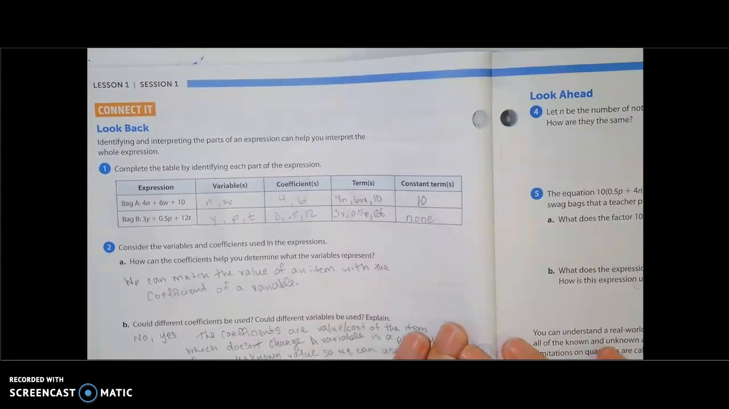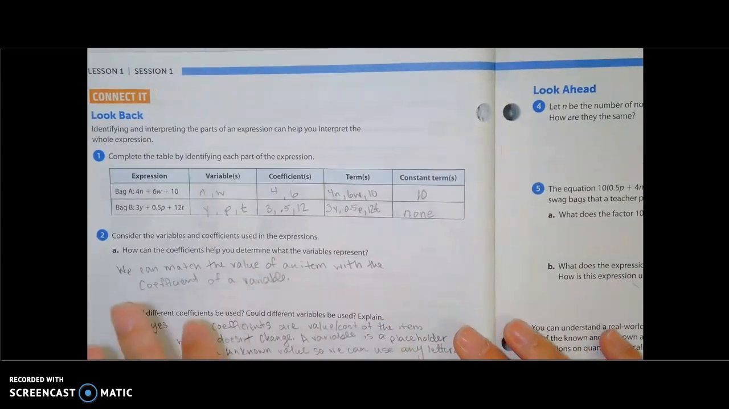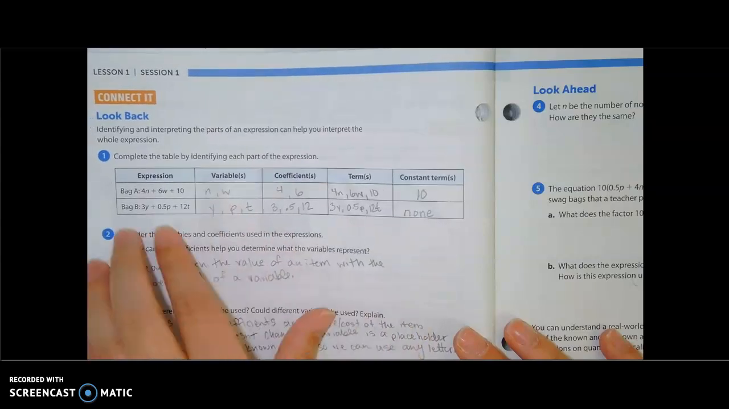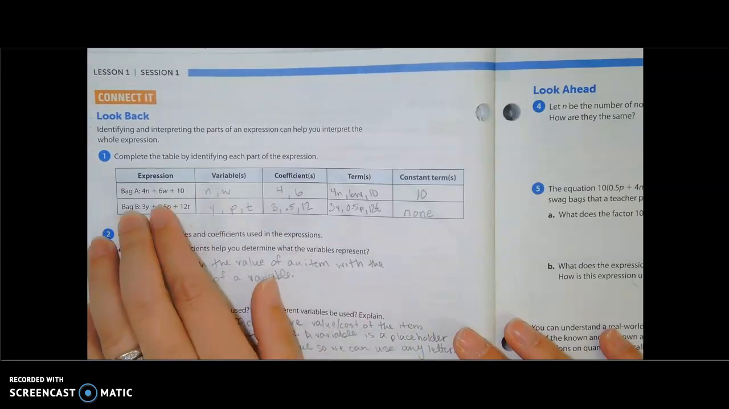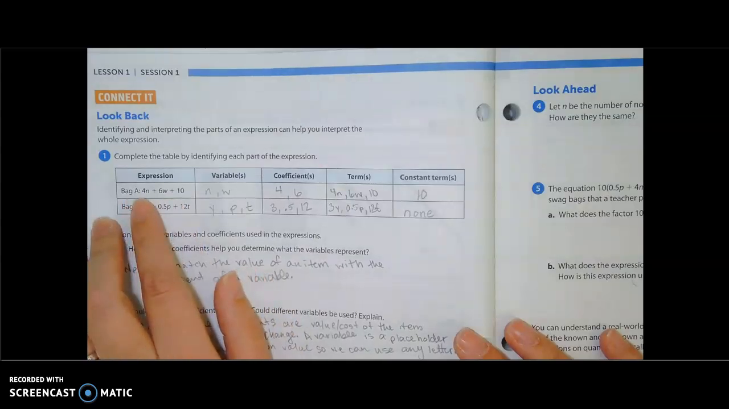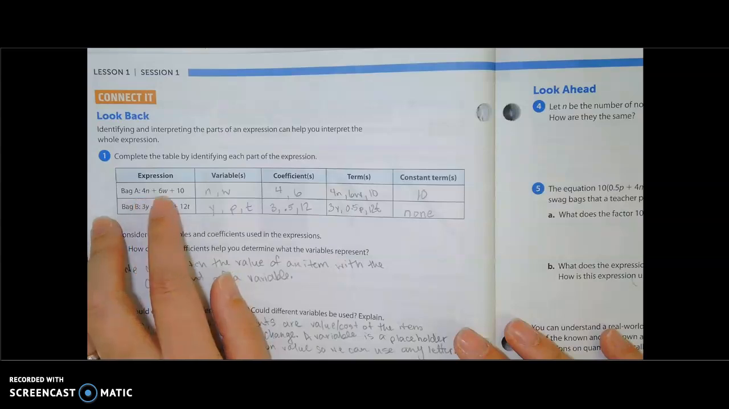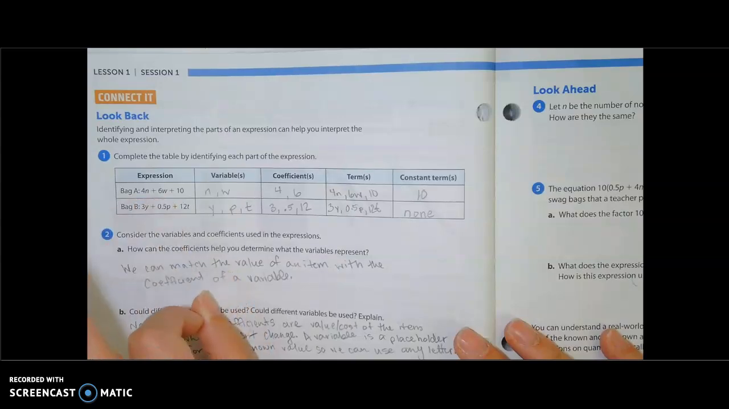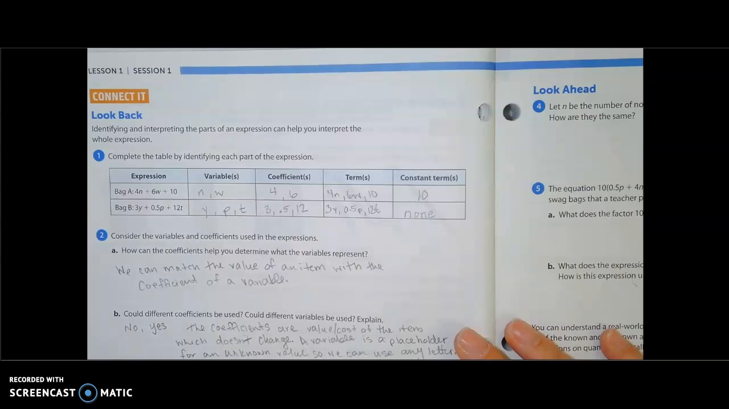Starting with the first look back, our variables for bag A were N and W. Those were our unknowns. And our coefficients are those working with the variable. So we had 4 and 6. Those are my coefficients. They work with the variable. You will find them with the variable.